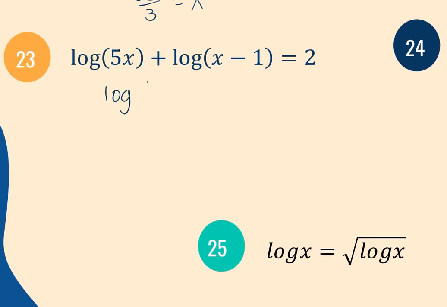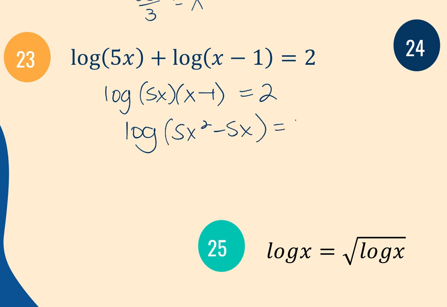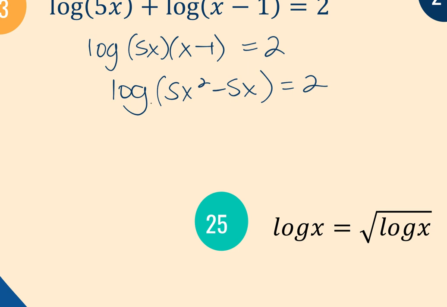So log 5x times x minus 1 would equal 2. So I get log of 5x squared minus 5x equals 2. Now it's one log, so the base on that log is 10. The 10 is going to come over and pick up the 2. 5x squared minus 5x would equal 10 squared, which is 100. As soon as you see that squared and the non-squared, you know you're going to have to get everything to one side and factor it.